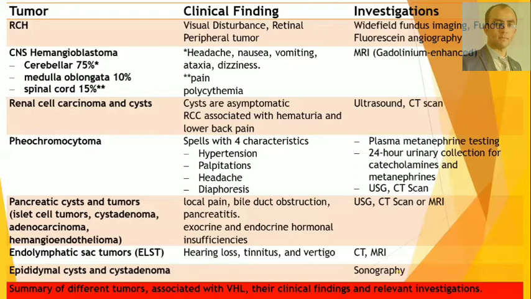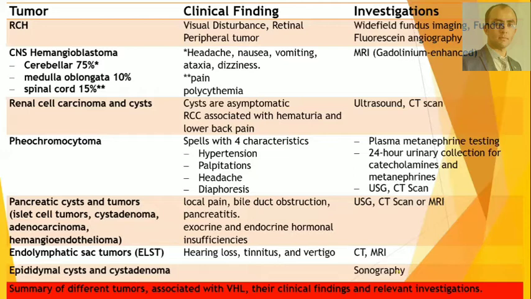And for clear cell renal cell carcinoma and cysts, the cysts will usually be asymptomatic, and RCC will be associated with hematuria and lower back pain. For that, we need to go for abdominal ultrasound and computed tomography of the abdomen.